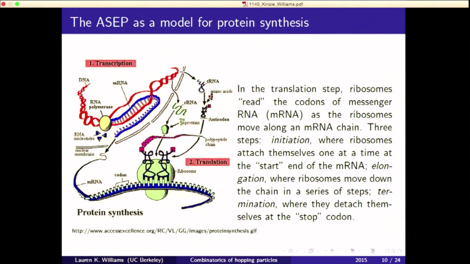Here's a picture I stole from the internet, which shows the translation in protein synthesis. As I gather, there are these ribosomes that go back and forth on strands of messenger RNA, reading the codons, and apparently there are 3 steps. There's initiation, where the ribosomes enter the lattice, then there's the elongation, where they go back and forth along the messenger RNA, and then there's termination, where they detach. So I think this is actually a reasonable model, if this description is accurate.